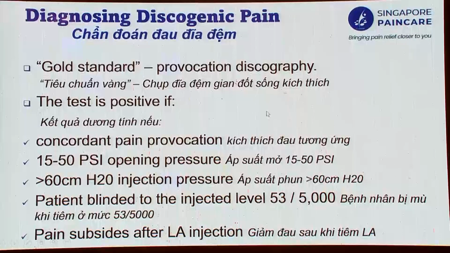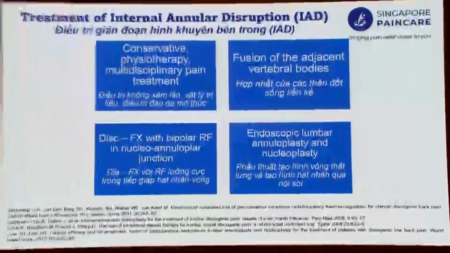But just for academic purposes, a positive provocation discography is supposed to be the gold standard, whereby you are able to elicit a pain provocation. The patient will tell you that this is the pain when we inject 15 to 50 pressure into the disc, up to 60 centimeters of water. Patients will be blinded to the levels of the injections, and the pain should subside after local anesthetic injection.